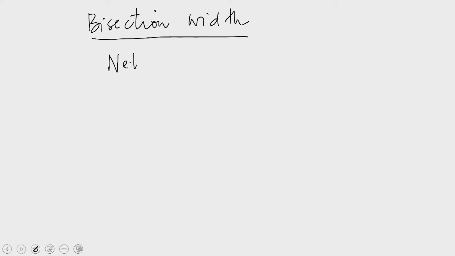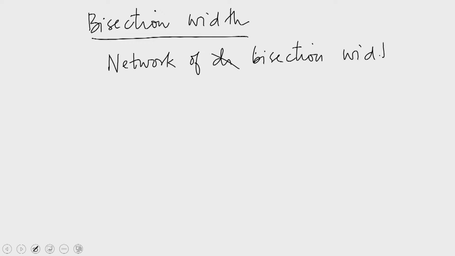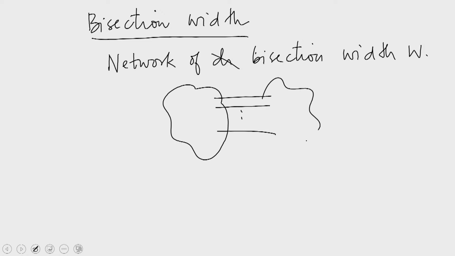Then what is the use of bisection width? Let us consider a network of bisection width w. Which means there are w edges, the removal of which will disconnect the network into two equal halves. Removal of these edges will disconnect the graph into two equal halves.